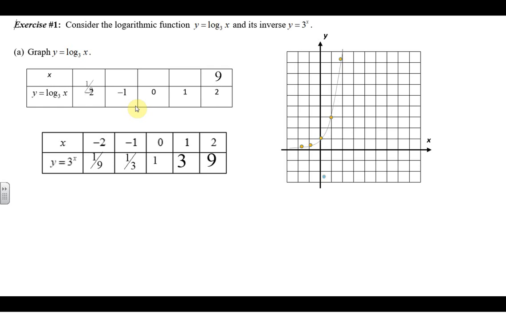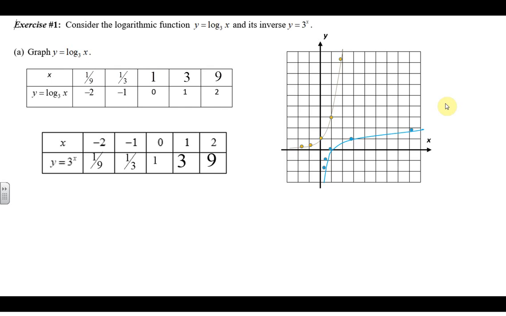So your x becomes 9, your y becomes 2, and so on and so forth. Your x becomes a third, your y becomes -1, etc. So you've got to remember that technically your y's are equivalent to exponents. And look at that, they're a reflection of each other. The one in yellow is the exponential function. Exponential growth goes up. The log function looks like that.